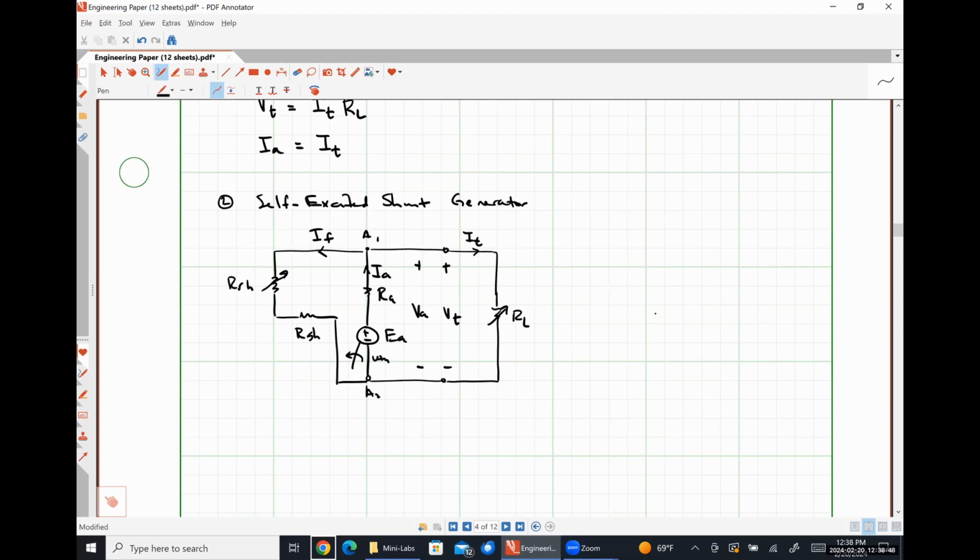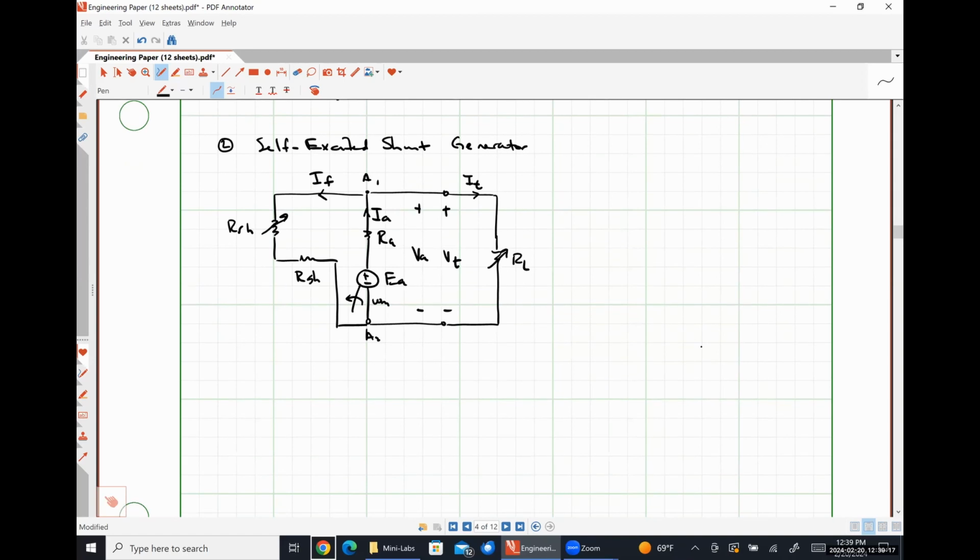This one is a little bit harder to see what's going on, right? In this particular circuit, our armature current IA is not going to be equal to our terminal current IT because we can see that IF effectively takes away some current from our armature current, which is going to change some of the relationships pretty significantly, right?